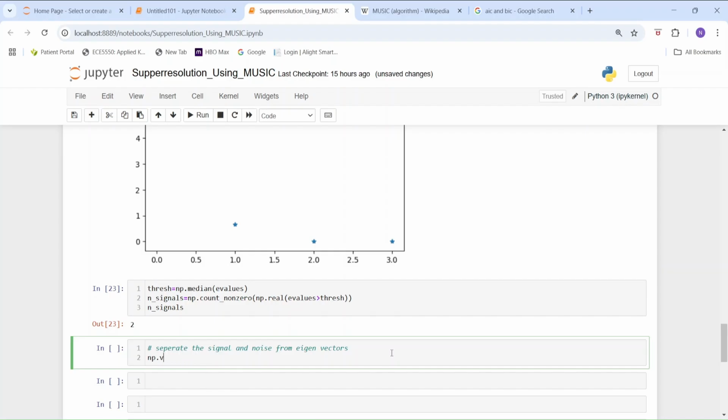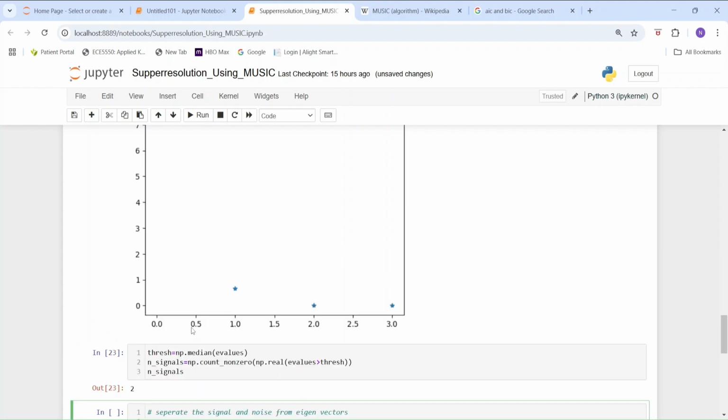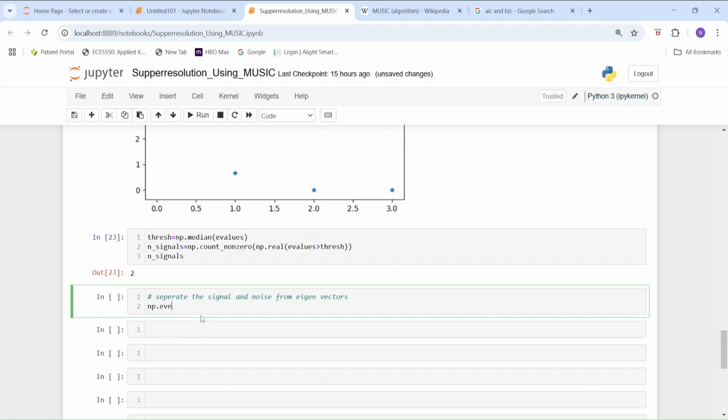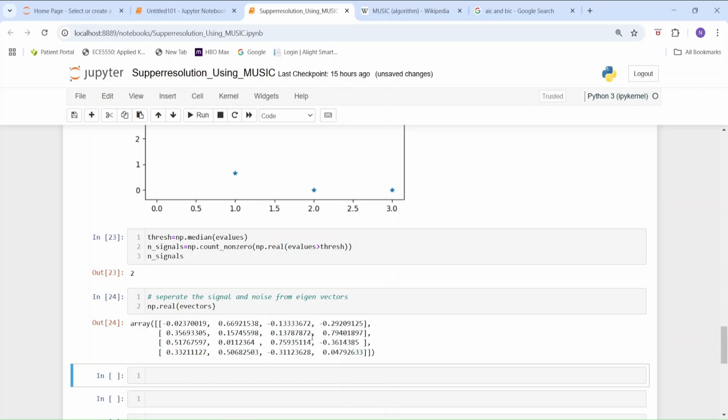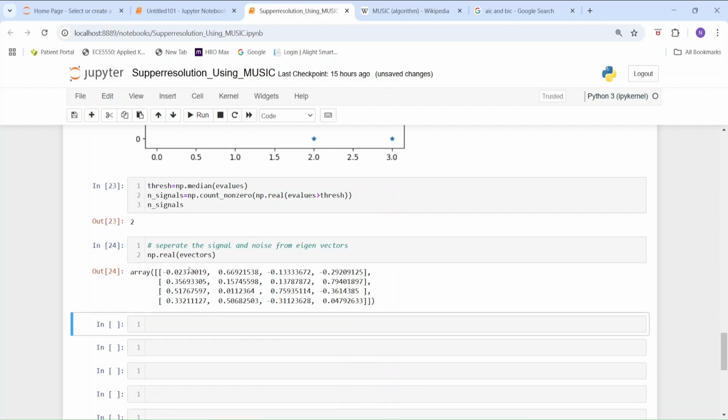Oops, sorry, np.real of this eigenvector, and plot it out. So this is the eigenvector here, right? And now we need to sort it out. Basically the lowest values will be noise, and the higher values will be signal. We have two signal components, so probably two of these columns will fall into the signal region.